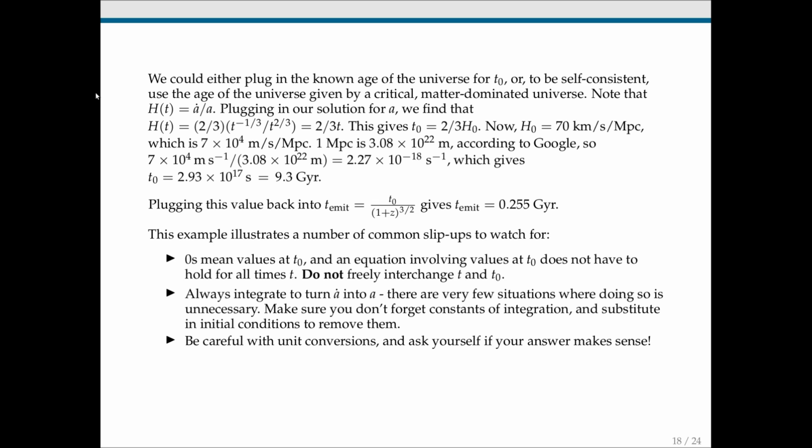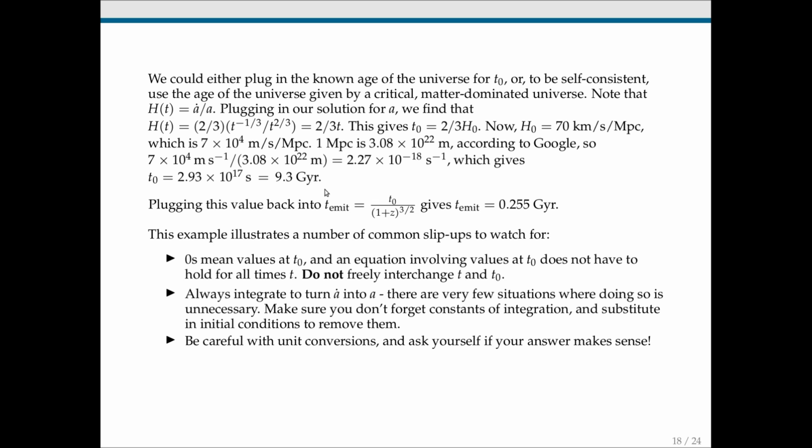To do this, we note that the Hubble parameter is equal to the derivative of a over a. We can plug in our solution for the scale factor, which gives us that the Hubble parameter is equal to 2 over 3 divided by t. This gives t0 is equal to 2 over 3H0, and then we just use the current Hubble parameter. This is equal to 70 kilometers per second per megaparsec. Now we note that these two are both distances, so we can convert this using this conversion process here to 2.27 times 10 to the minus 18 1 over seconds. This gives t0 is equal to 9.3 gigayears when we plug this value back into here.